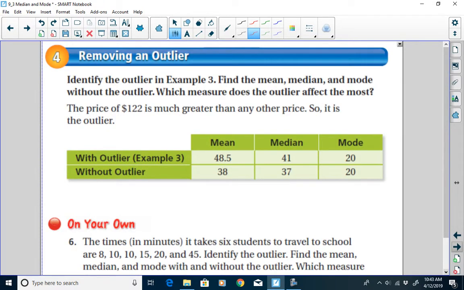Okay? In our next example, it says to identify the outlier in example 3, then find the mean, median, and mode without the outlier.